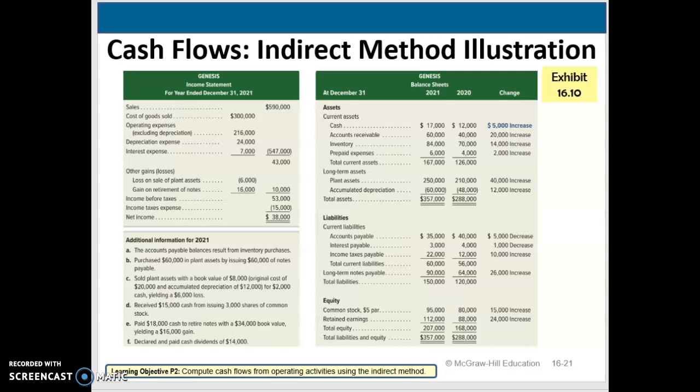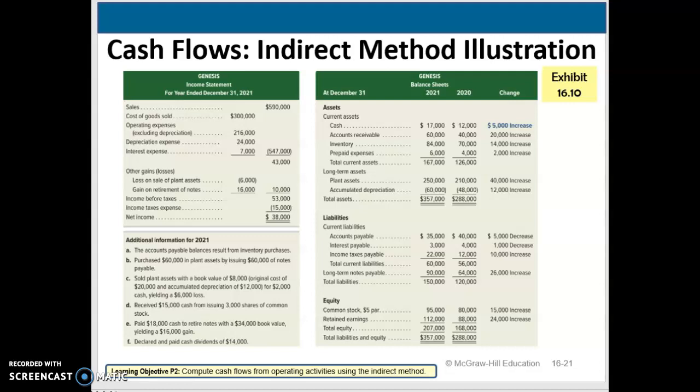All right, additional information that we see here, and again, you're going to have additional information provided, but here, at the bottom left, you see the additional information. The first thing says that accounts payable balances result from inventory purchases. So it's telling us that our accounts payable is coming from operating our business, buying that inventory. It also says that we purchased $60,000 in plant assets by issuing a $60,000 note payable. So we did not pay cash for it.